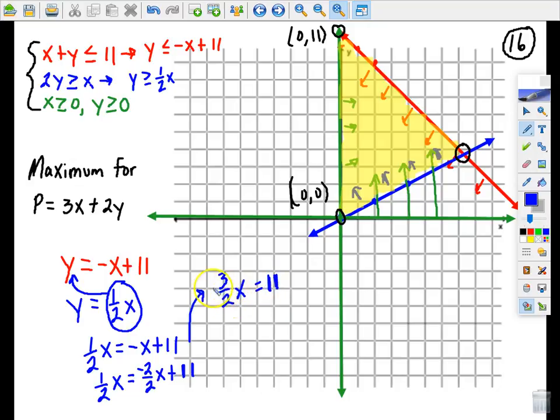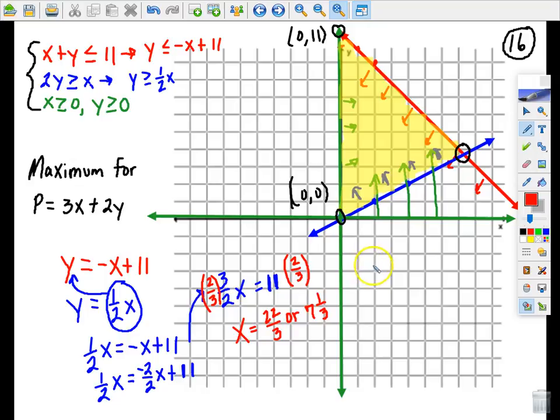And now to solve for x, remember the inverse property of multiplication, I need to multiply by the inverse, 2/3, on both sides. And that gets me my solution for x, which is 22/3, or as a mixed number, it's 7 1/3.